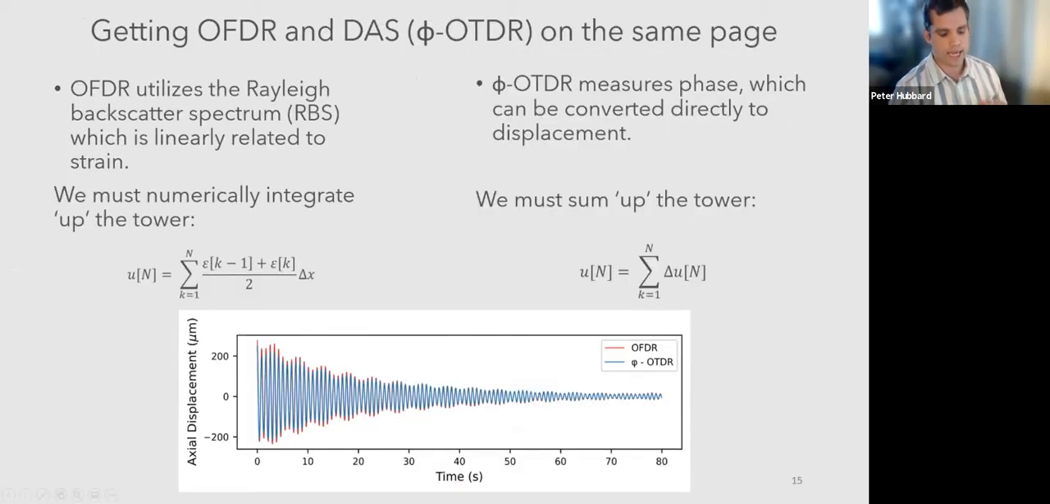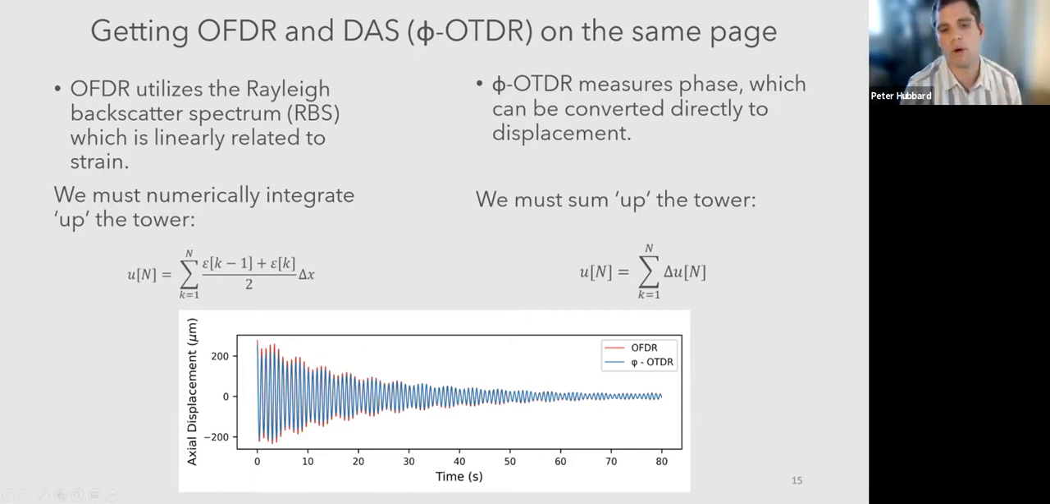So how do we get OFDR and phase OTDR, DAS, on the same page? We want to compare these two things. One we trust, one we're not so sure we trust yet, and we want to compare them. This is how that's done. So with OFDR, we utilize the Rayleigh backscatter spectrum, which you don't need to care about, which is linearly related to strain. So our measurements are already in strain.